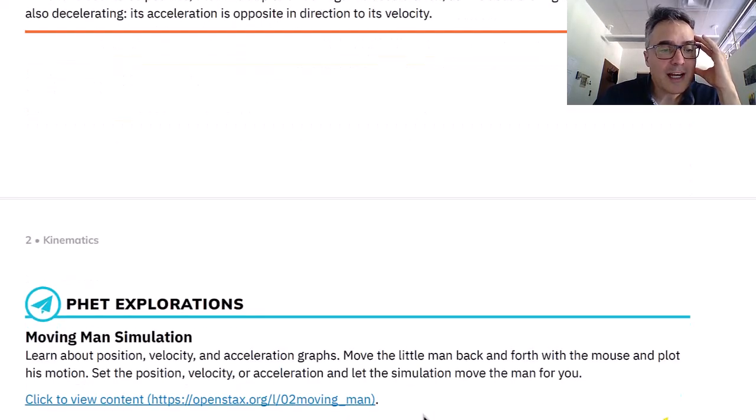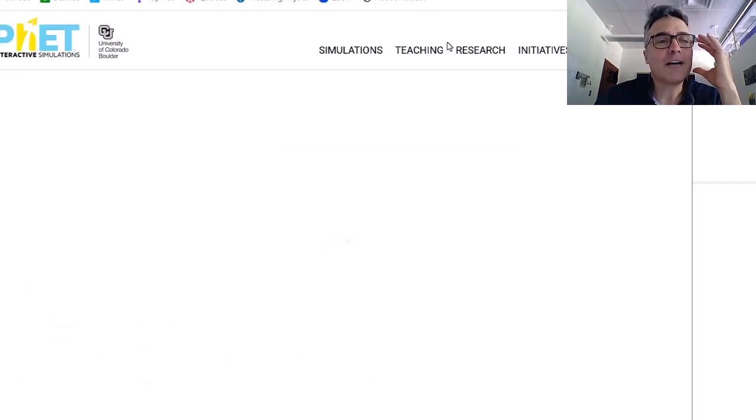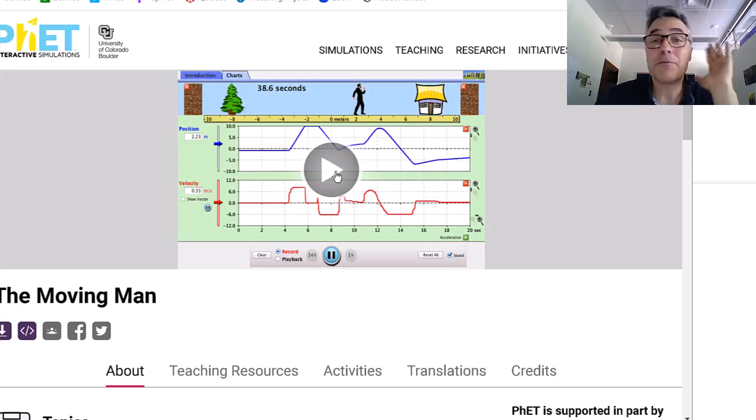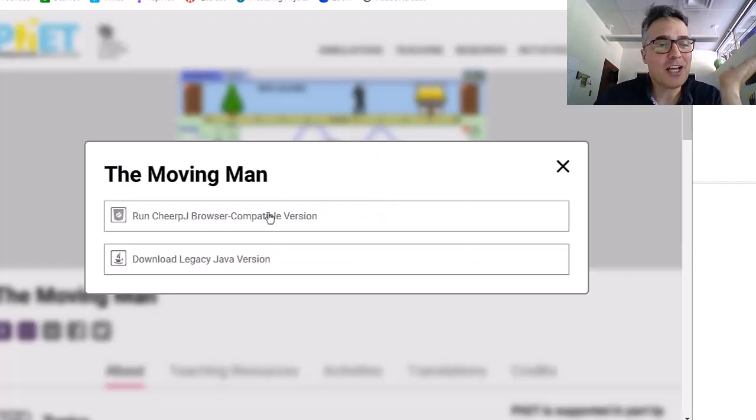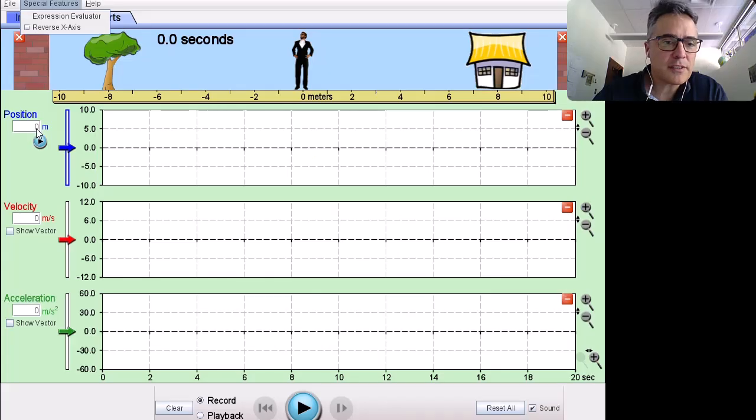Pretty important. And it ends, of course, with the PhET Explorations Moving Man Simulation. You can click on this, taking you off to this University of Colorado Boulder animation. I really encourage you to try this one out. I would just run the Chrome compatible version. So this is the PhET Moving Man Simulation.